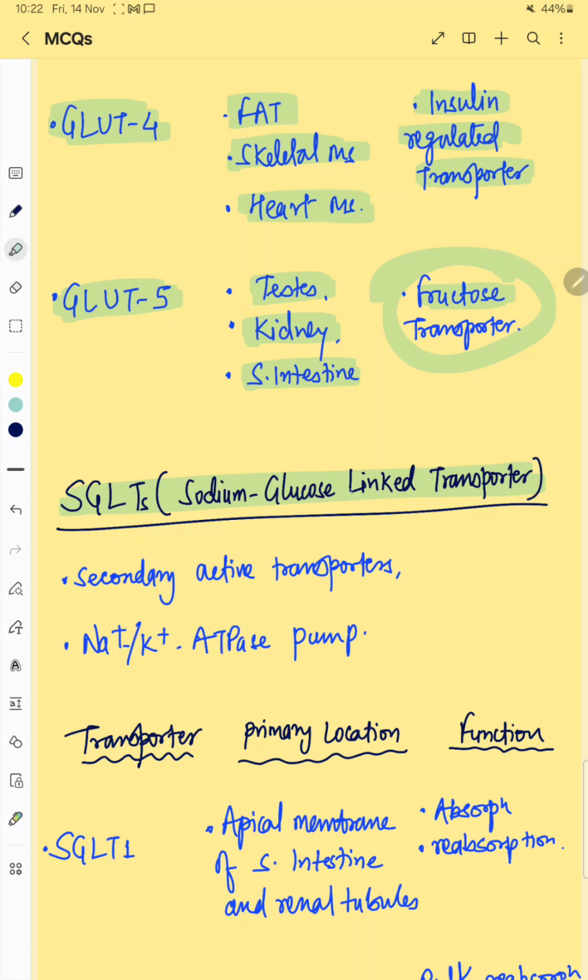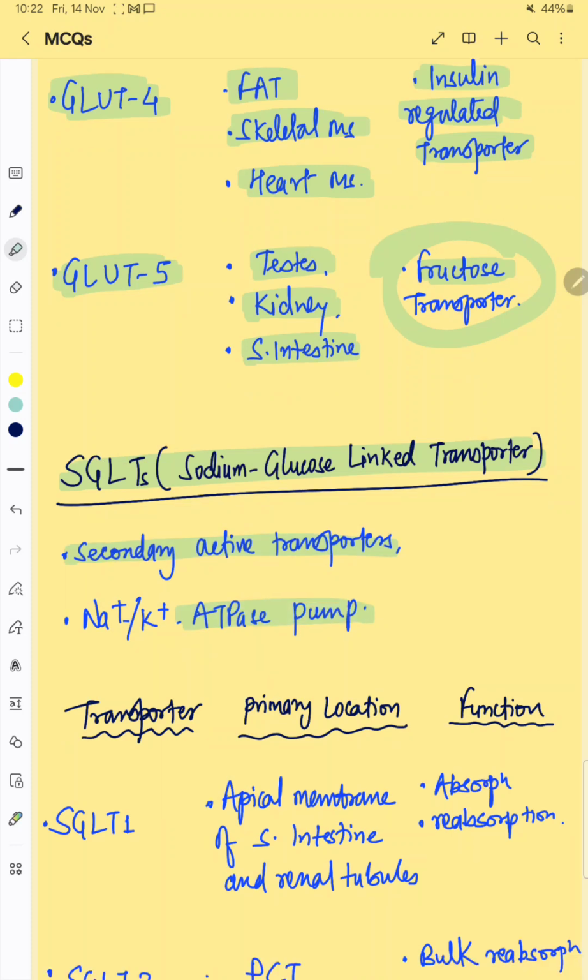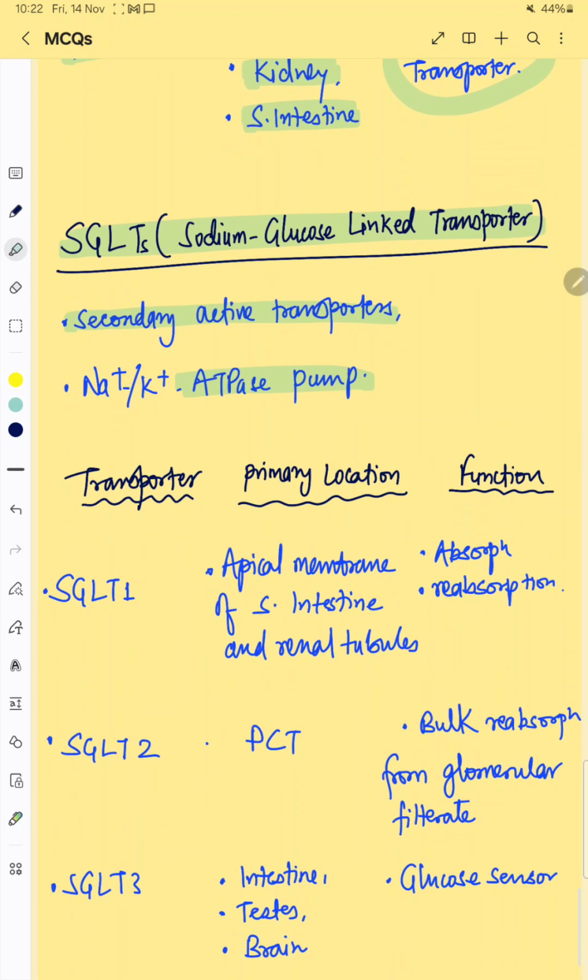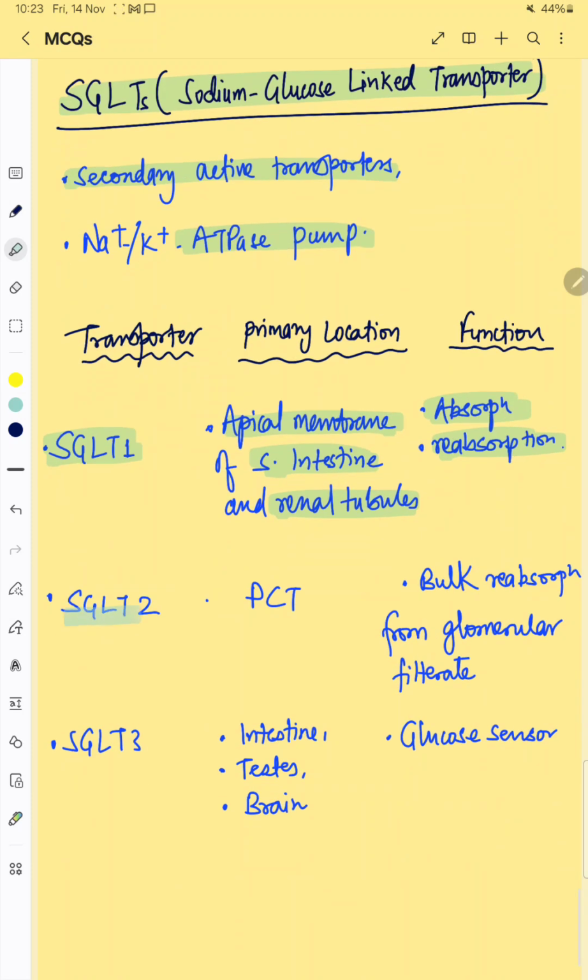SGLTs, or sodium-glucose linked transporters, are secondary active transporters. They require ATP for glucose transport. SGLT1 is present on the apical membrane of the small intestine and renal tubules, which plays an important role in glucose absorption from the intestine and reabsorption from the kidney.